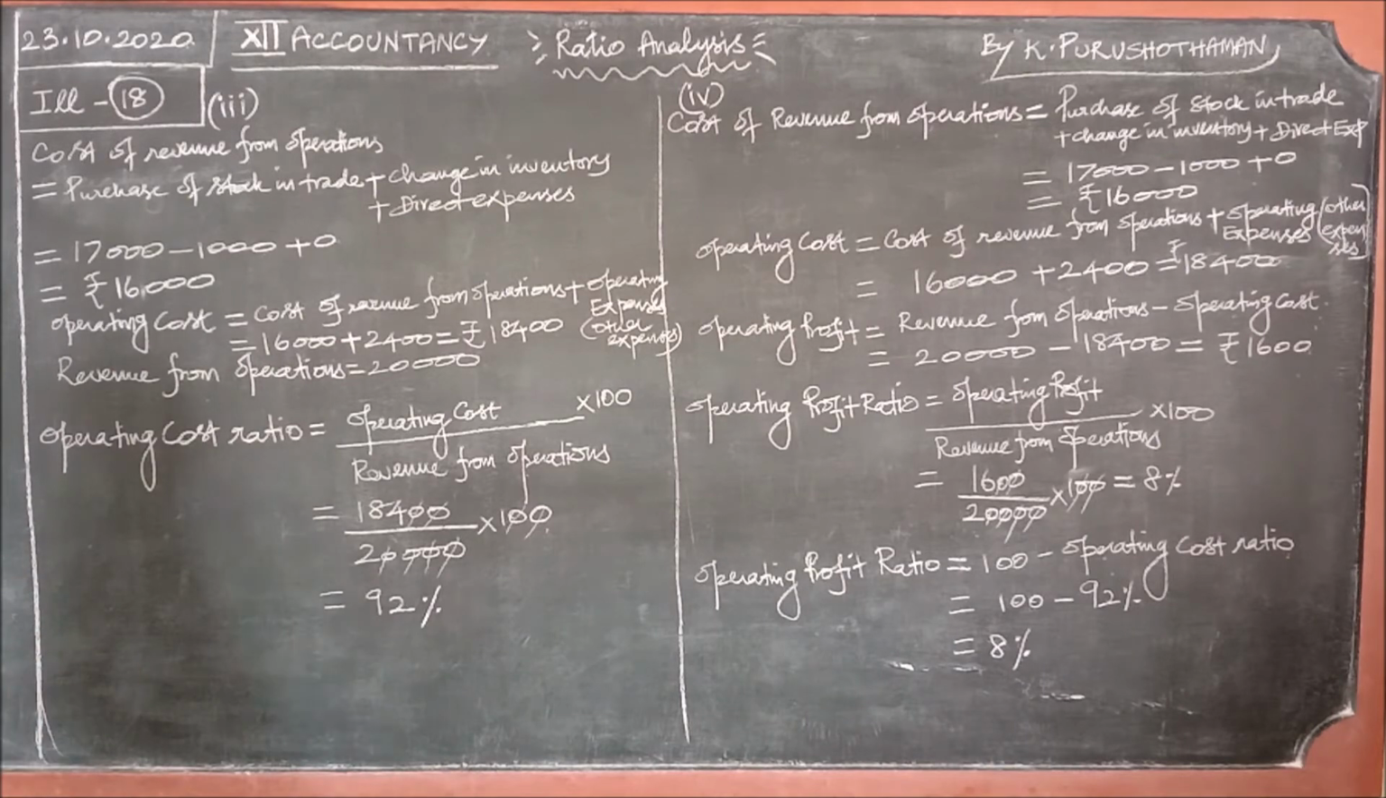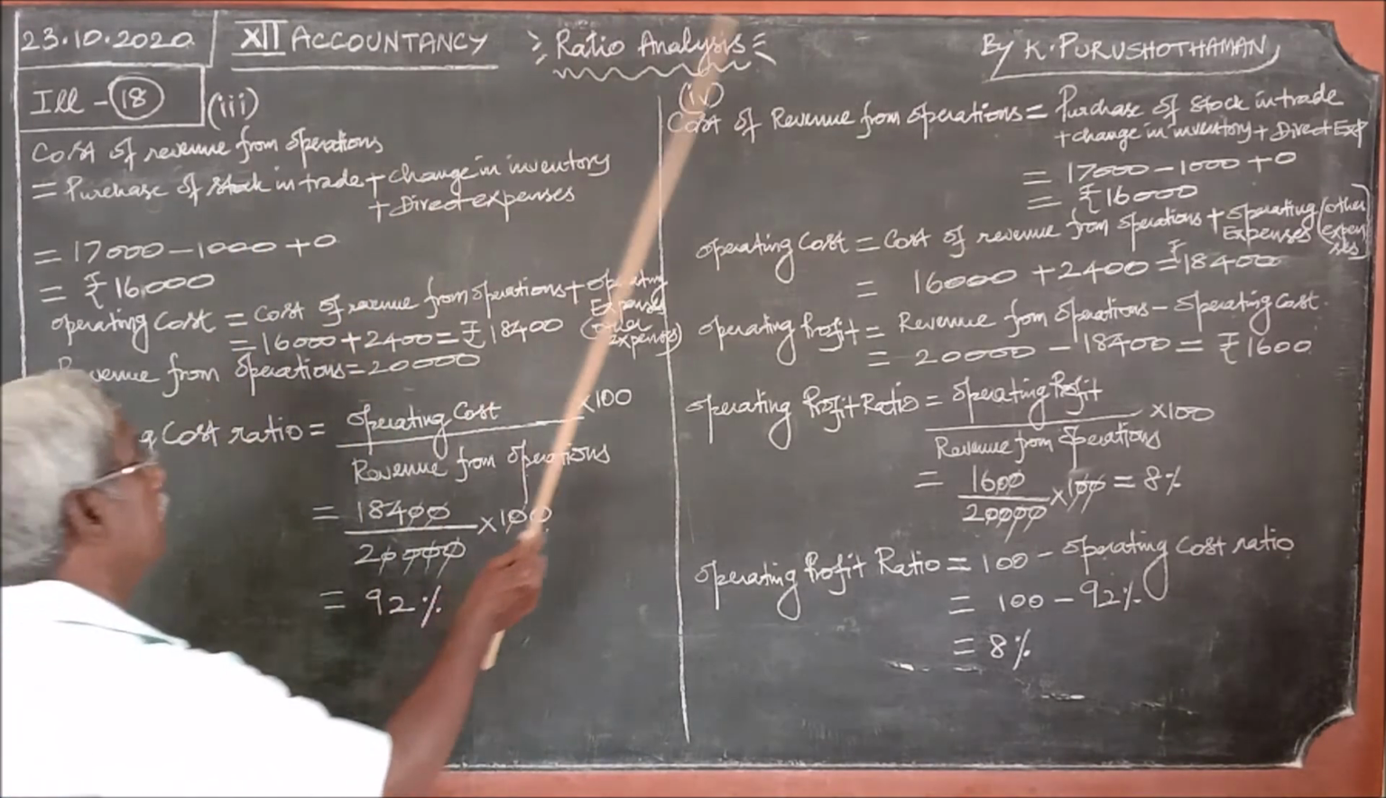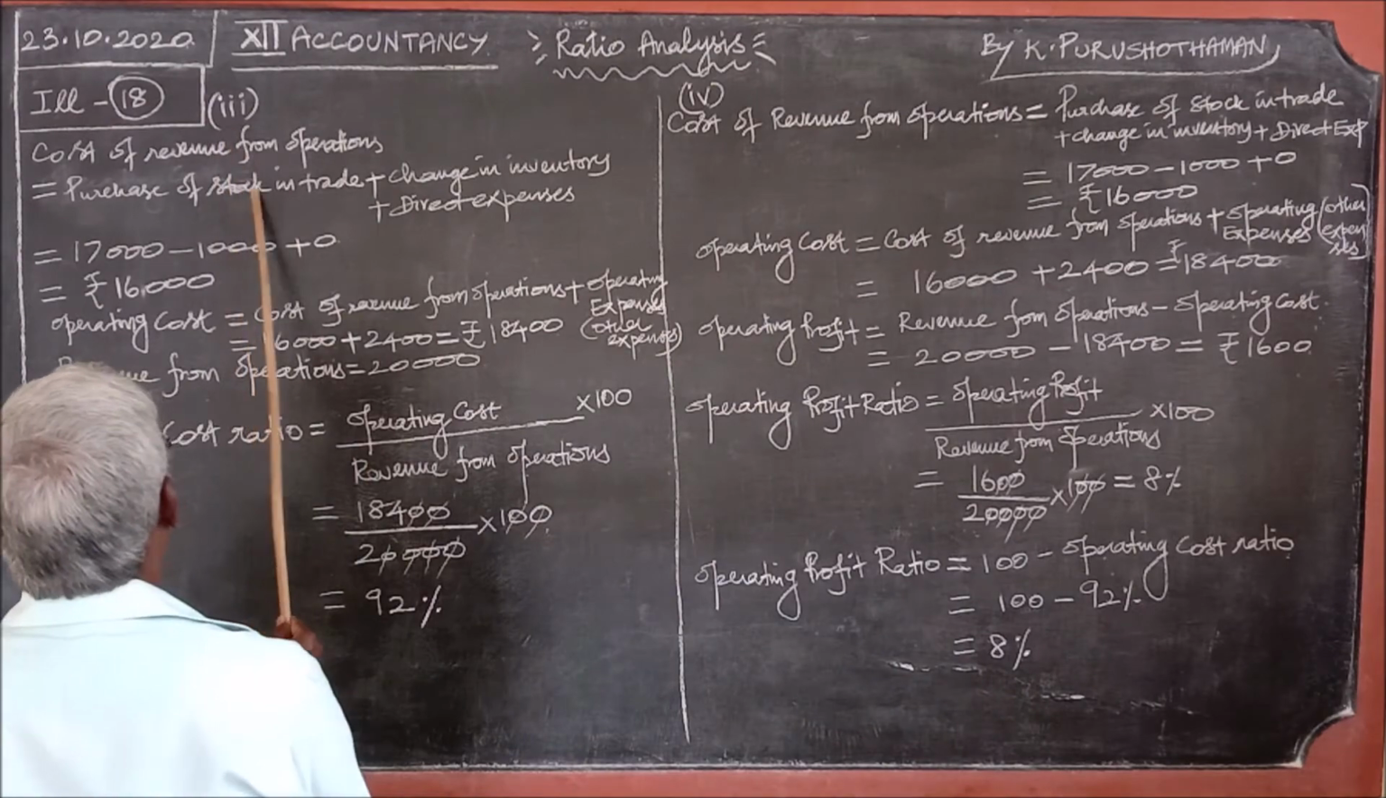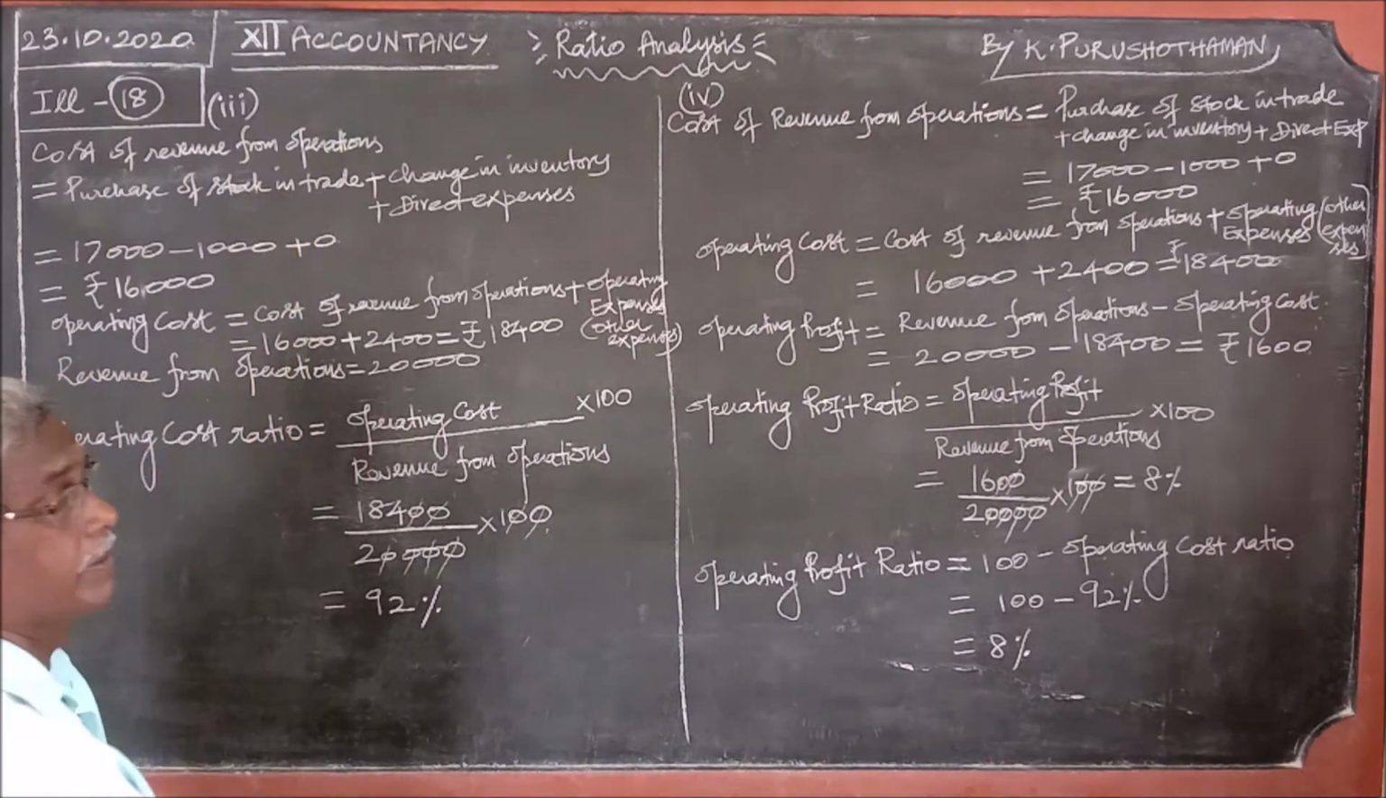You need not do it when you are asked to answer all four ratios. நீ கிராஸ் ப்ராஃபிட் ரேஷியோ கண்டுபிடிச்சதை இங்கேயும் யூஸ் பண்ணிக்கலாம், இங்கேயும் யூஸ் பண்ணிக்கலாம் ஃபார் காஸ்ட் ஆஃப் ரெவன்யூ ஃப்ரம் ஆப்ரேஷன்ஸ்.